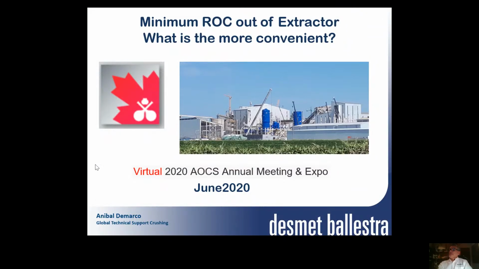What you see in this picture is the largest crushing plant in the world, with 33,000 tons per day of soya, located in the area of Rosario, Argentina, in front of the Paraná River.